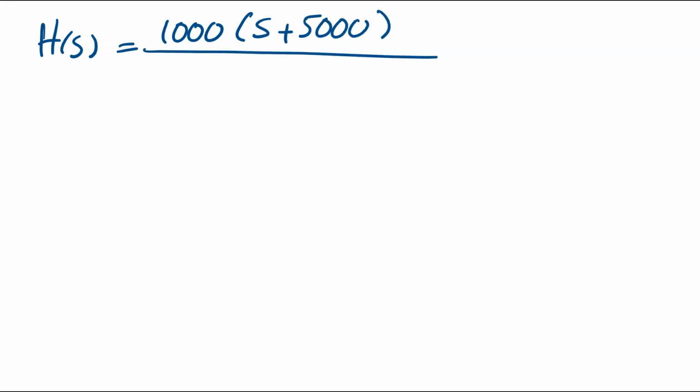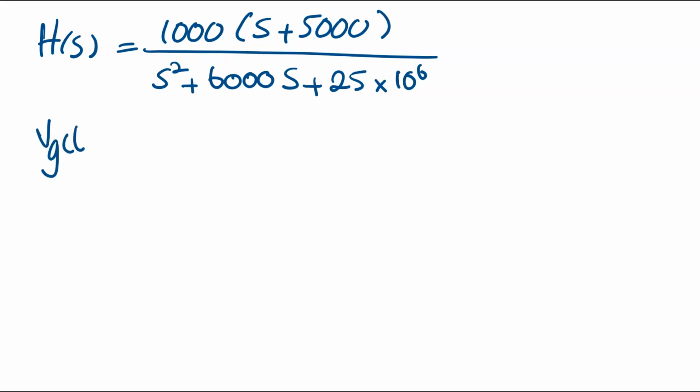So here I want to show you the solution, how we can solve for steady-state response to a sinusoidal input by an example. I'm going to go back to our original example that we started with. In our original circuit, we had H(s) as 1000 multiplied by (s plus 5000) over (s squared plus 6000 s plus 25 multiplied by 10 to the 6). And let's assume that we are applying a sinusoidal input.